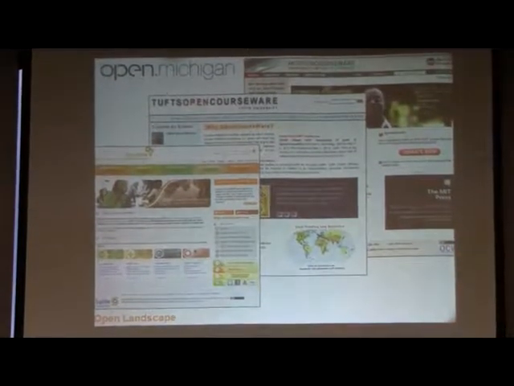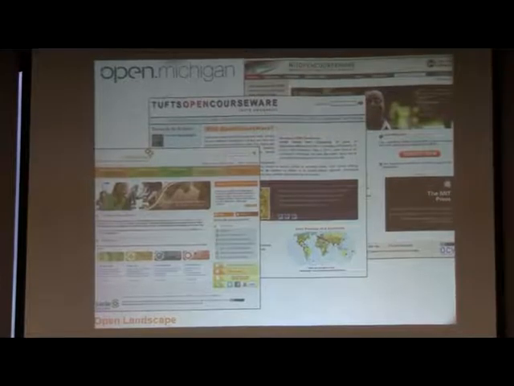We have funding institutions like the Hewlett Foundation that funds a lot of these initiatives. They put a lot of money into the creation of open educational resources, and they put a lot of infrastructure support into it. UNESCO is also involved in creating open educational resources, and we have a lot of other international consortia and international institutions that are participating in these things.